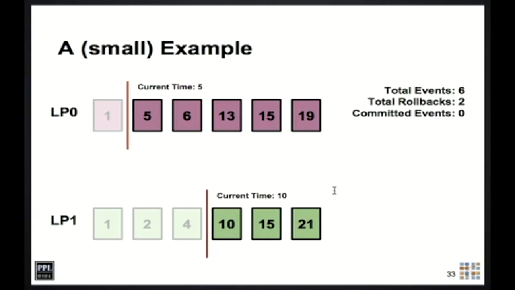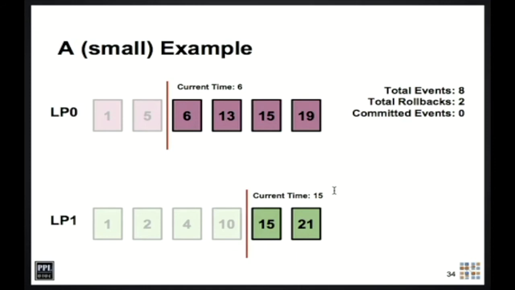Another thing to mention is that LP1 could have continued forward execution, but just to keep this small example simple, it stopped where it was, so I could show the rollbacks. Now we can continue forward execution safely. And again, we notice some difference in the virtual times, where LP1 has now moved all the way forward to time 15, while LP0 has gone back to time 6. So far, it works.